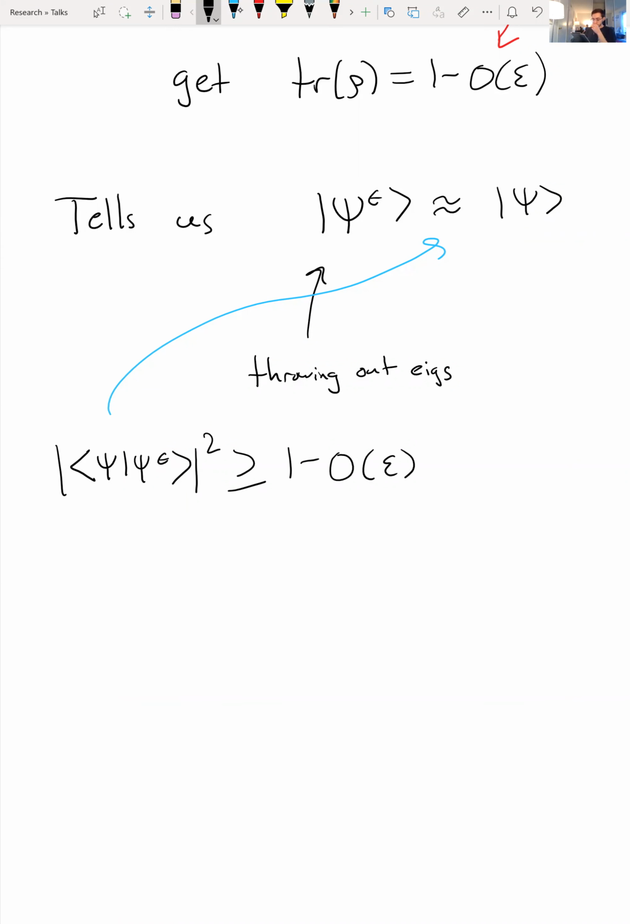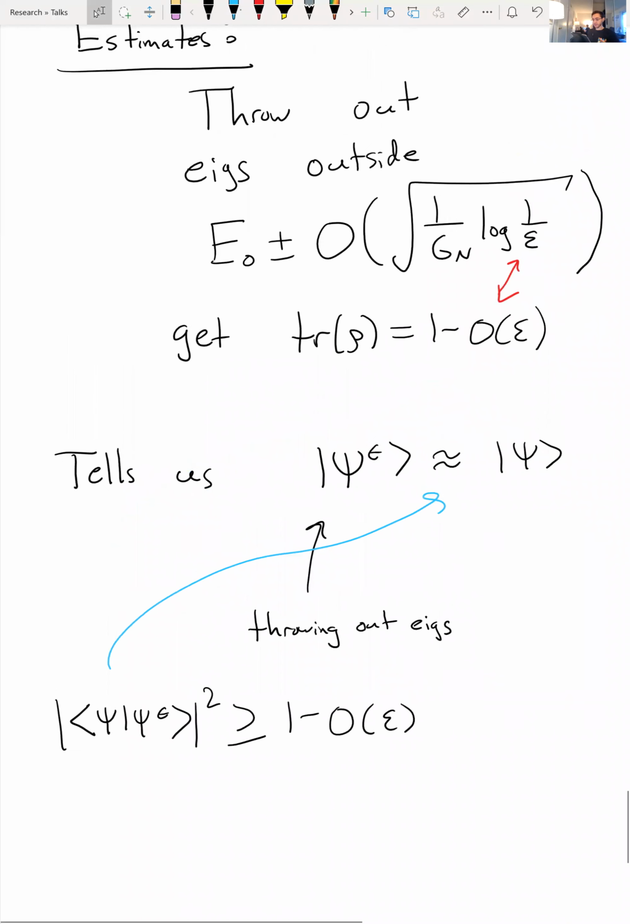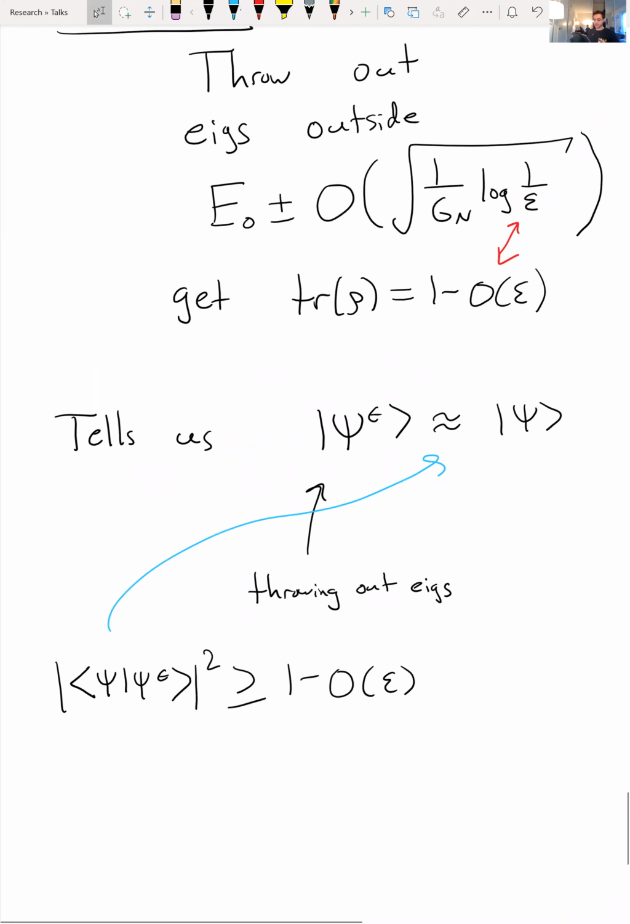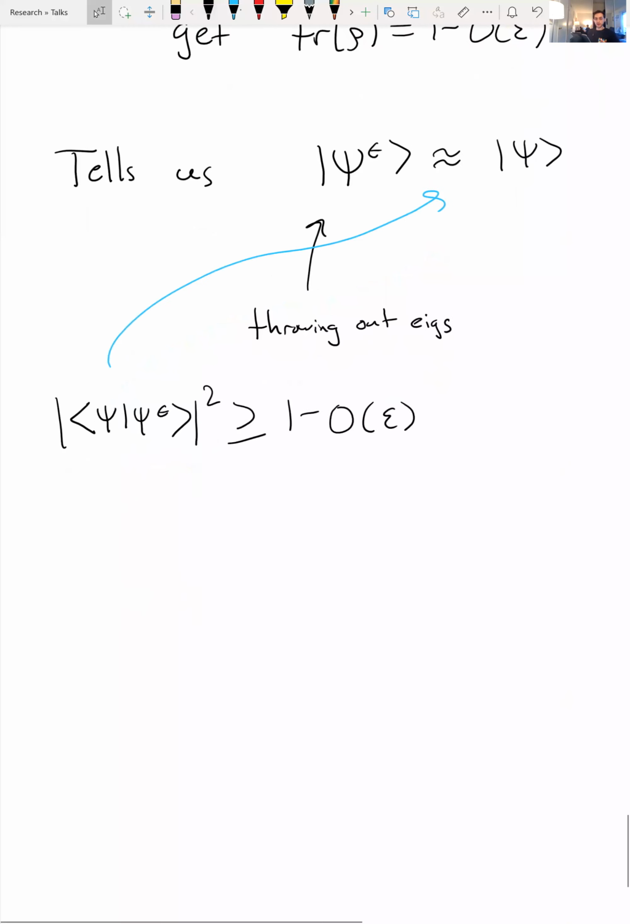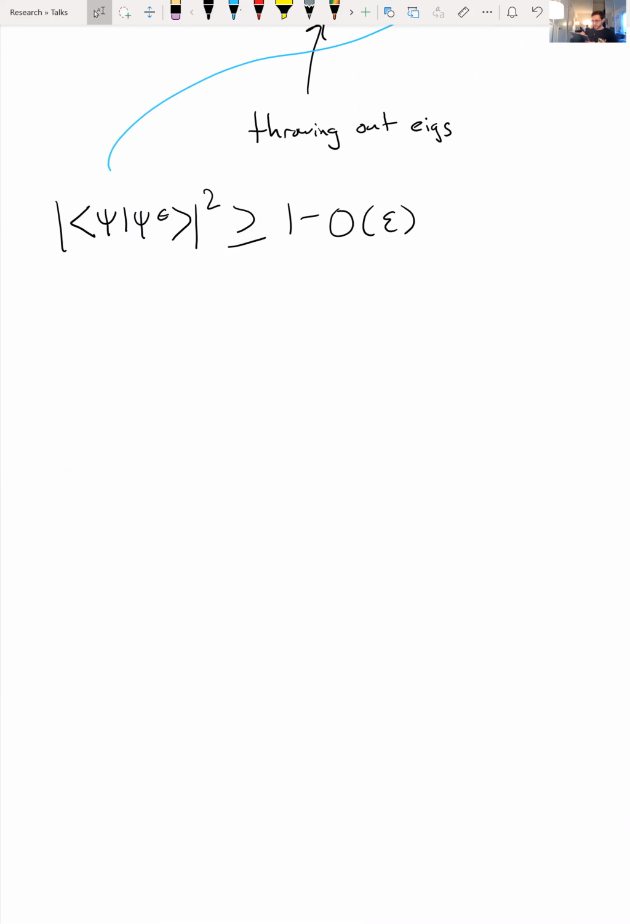Okay? So what I'm going to claim is that this approximate state psi epsilon that I got by throwing out these non-saddle point eigenvalues is going to be a good tensor network for the original state, or is going to have a good tensor network description. So let me tell you briefly the properties of this state, psi epsilon.